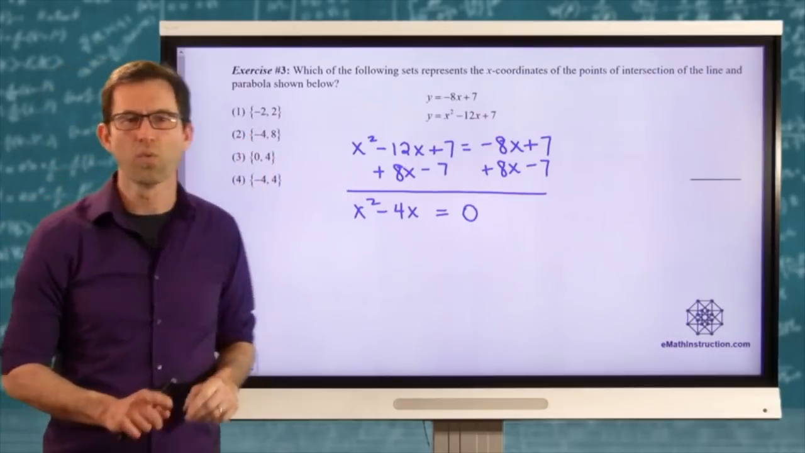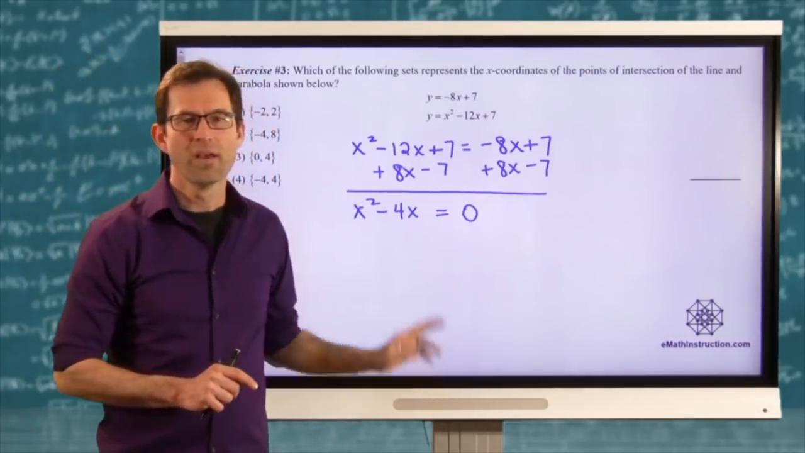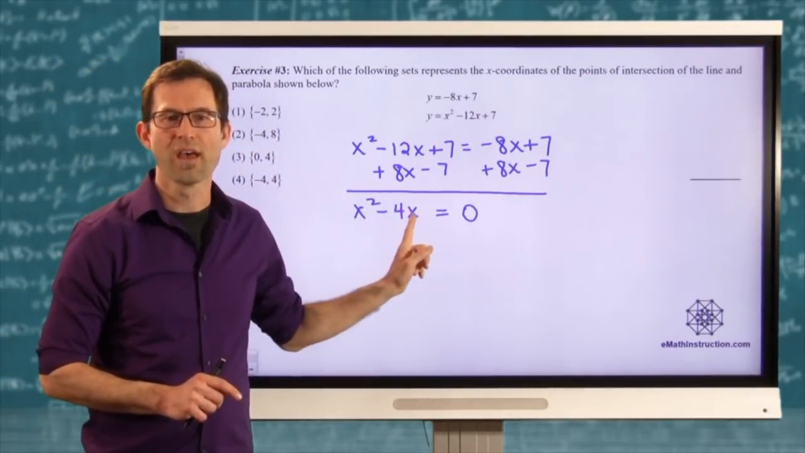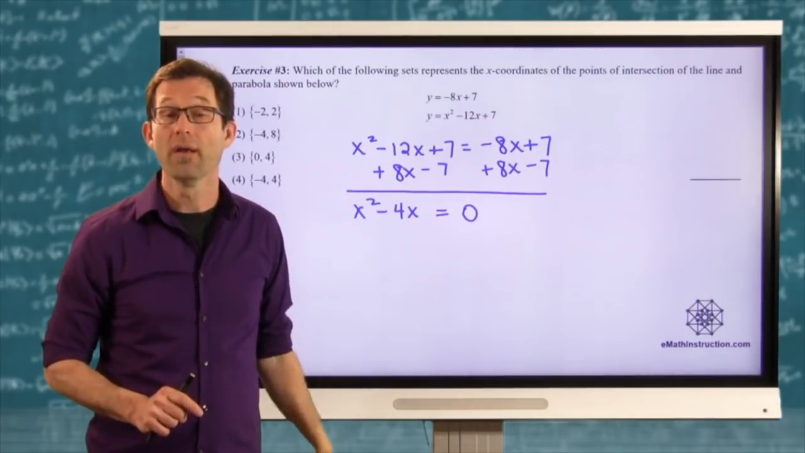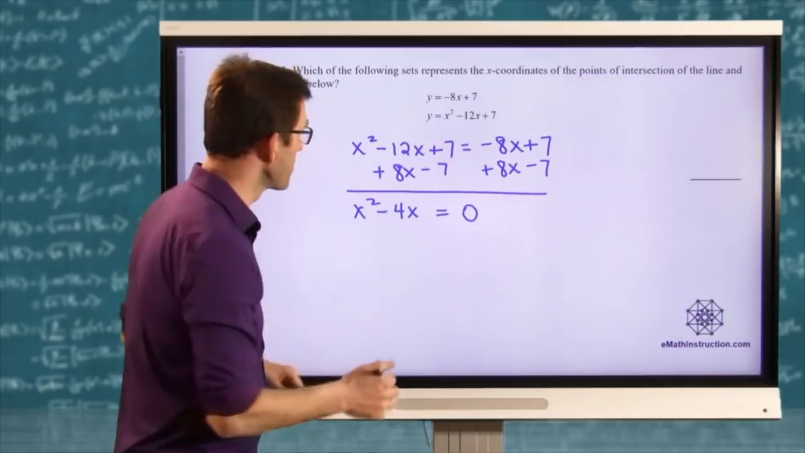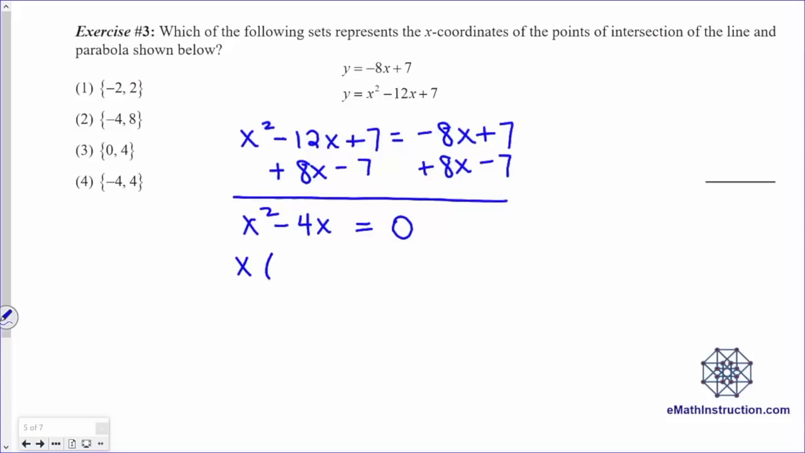And if you got choice 1, that's what happened to you. This is not the difference of perfect squares. X to the first, right there, that's not a perfect square. This is simply GCF factoring. I can pull an x out of both of these. So I get x times x minus 4 is equal to 0.